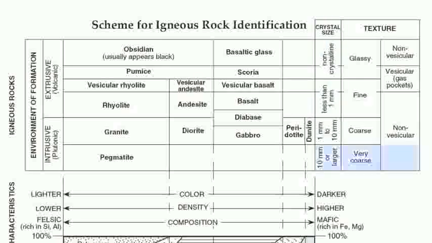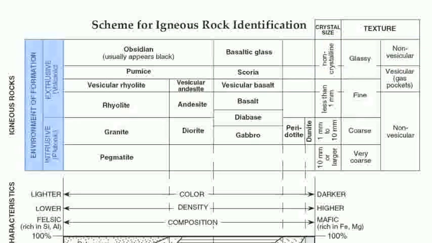So your very coarse rocks, which can be non-vesicular, are going to be 10 millimeters or larger. Your coarse rocks, non-vesicular, are 1 to 10 millimeters. Your fine rocks, which are less than a millimeter, can be non-vesicular or vesicular. And your glassy rocks, which are non-crystalline, almost instant cooling of the lava, are going to be either non-vesicular or vesicular.